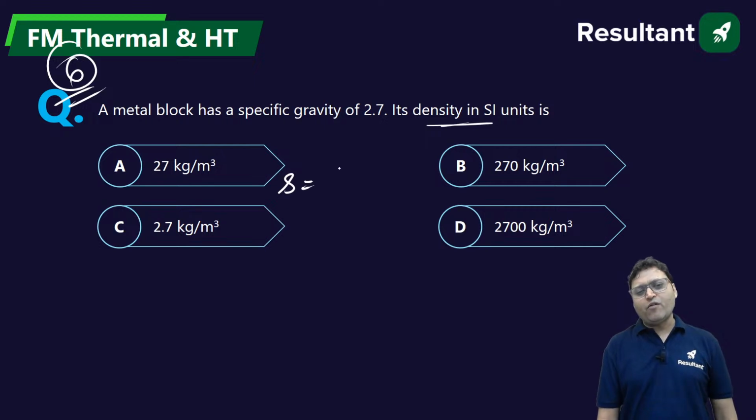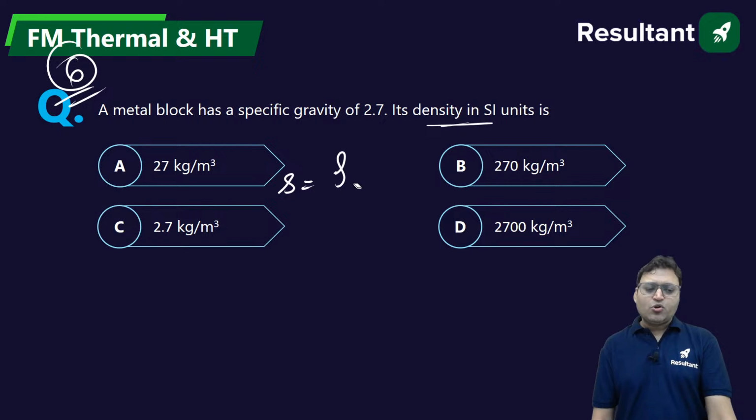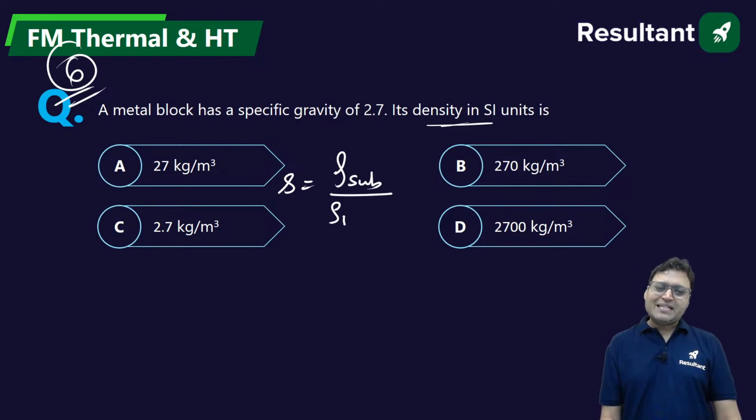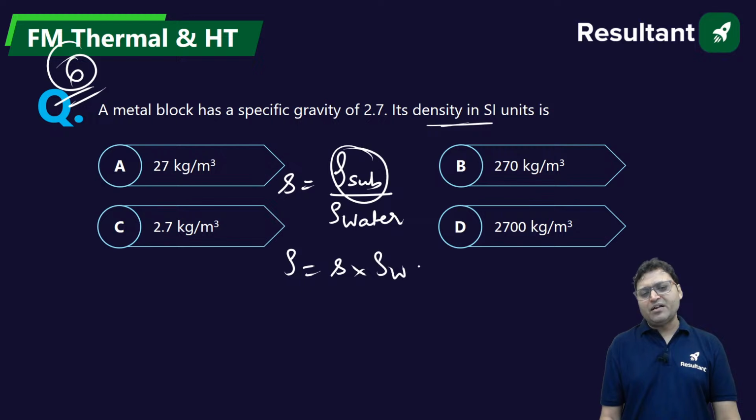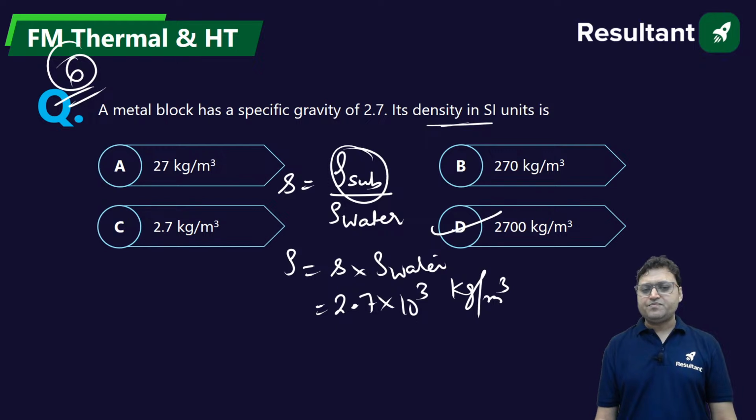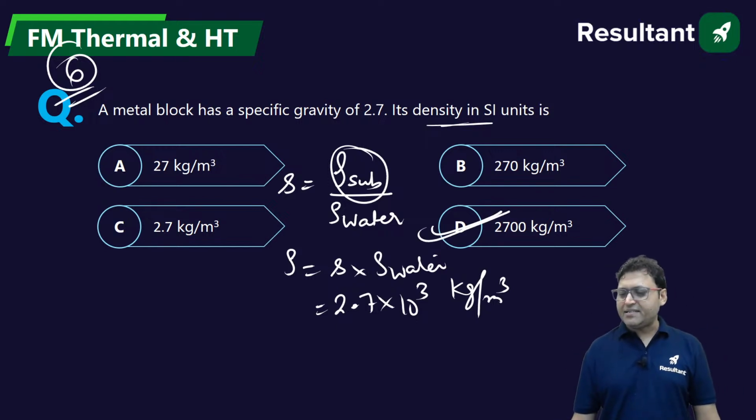Specific gravity of a substance is the ratio of density of the substance to the density of standard fluid, the density of water at 4 degrees Celsius. If you want the density, then it is specific gravity into density of water. Specific gravity 2.7 into 10 to the power 3 will be the density. The answer will be in kg per meter cube. D. Question number 6, D is the correct answer.